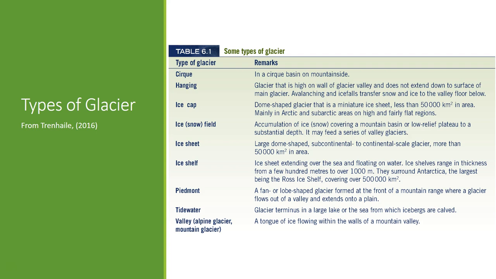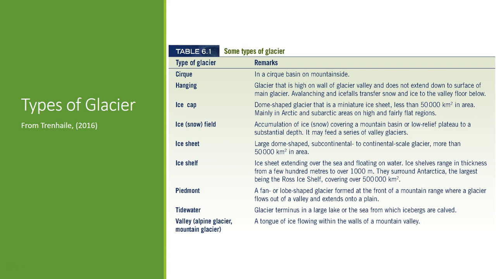This table, taken from Trenhaile, describes some of the more common types of glaciers. Ice sheets and ice shelves are only found in Antarctica and Greenland and are likely remnants of the Pleistocene continental glaciation that ended approximately 10,000 years ago.